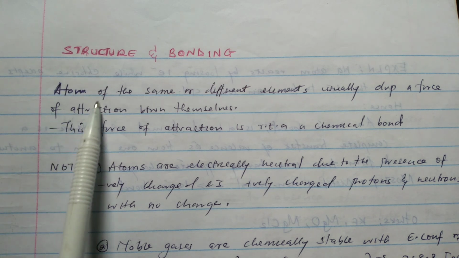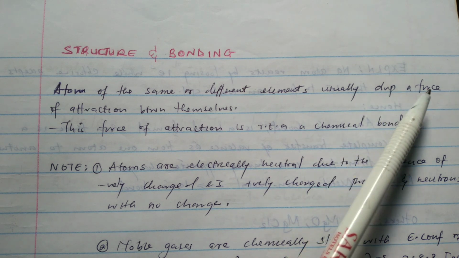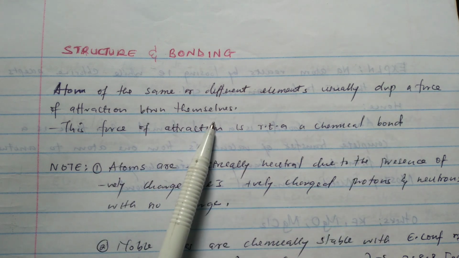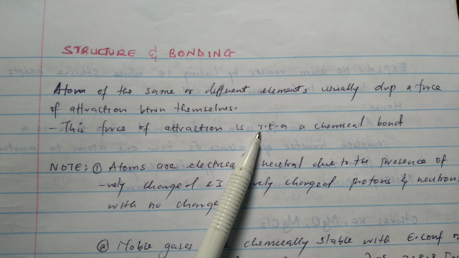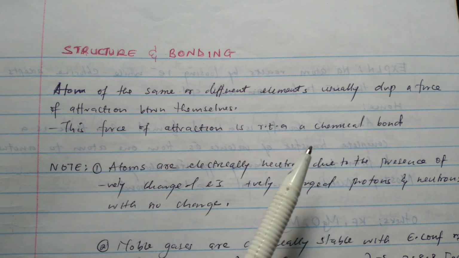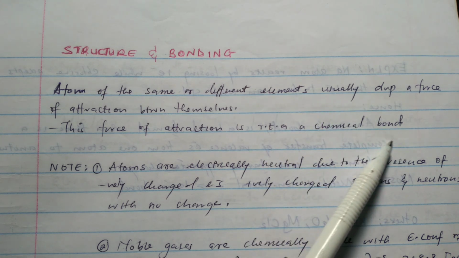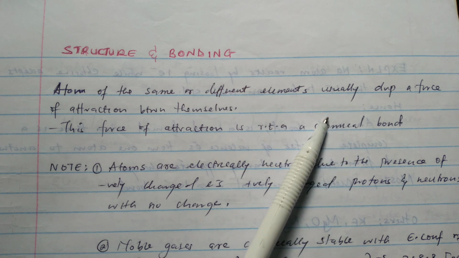So atoms of the same or different elements usually develop a force of attraction between themselves, and this force of attraction is referred to as a chemical bond. So in structure and bonding, there is one key thing that you need to know: we are forming a chemical bond.